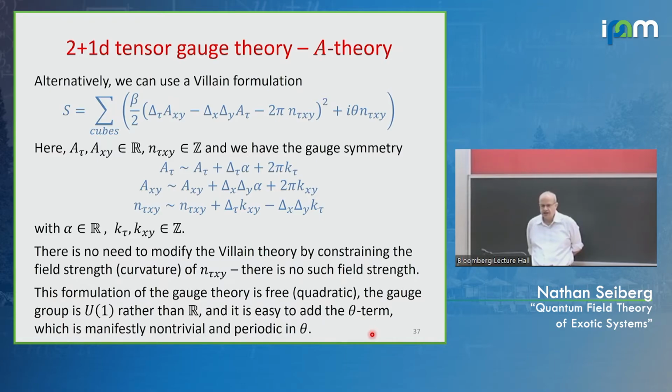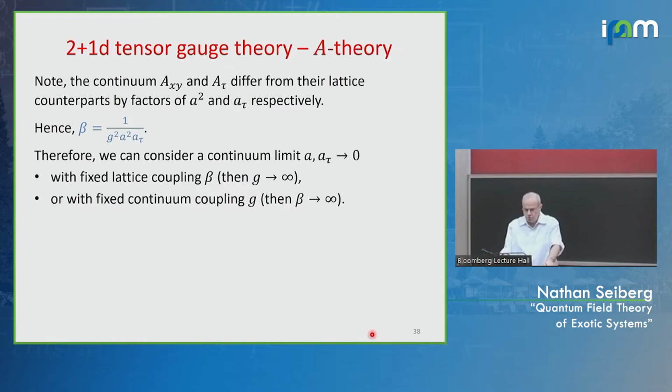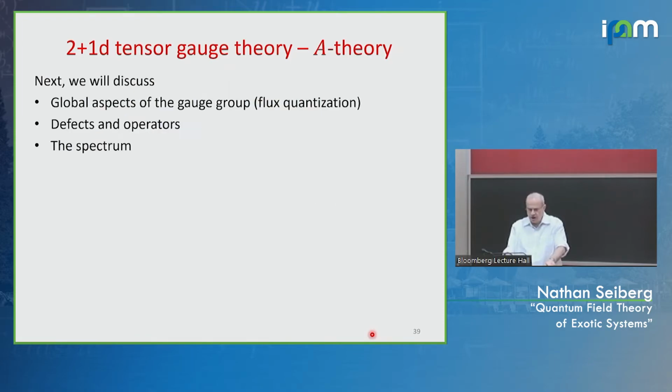And I added the theta term, which is manifestly non-trivial and manifestly periodic. And you can take the continuum limit, and I'll do that briefly, and realize that this is the same as the continuum theory we wrote down. So what we're going to discuss now, and very briefly because I'm running out of time, is some global aspects of the gauge group, in particular how the flux is quantized, and the defects and operators of the theory, and the spectrum.